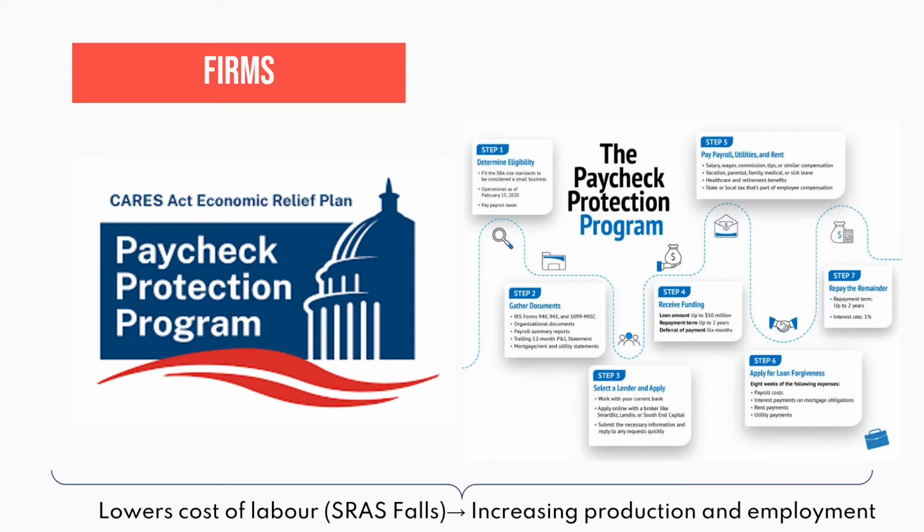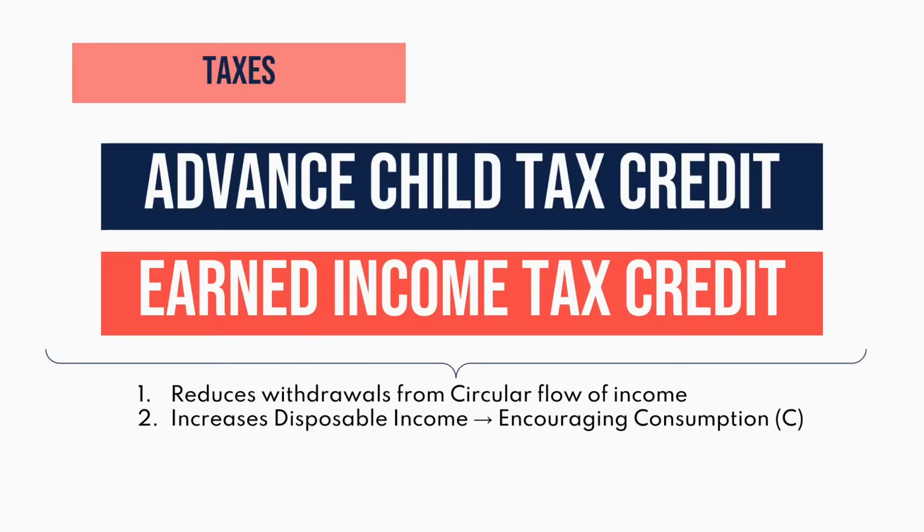Next, the Paycheck Protection Program allows firms to get forgiveness for loans to pay for wages and other expenses, allowing them to reduce their cost of production. While this might not directly affect AD, it causes aggregate supply in the short run to be reduced. Lastly, there have been many reductions in taxes to reduce withdrawals from the circular flow of income and increase disposable income, allowing households to increase consumption.